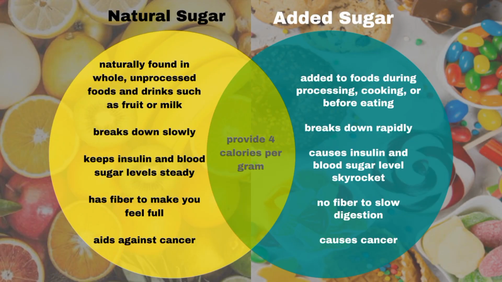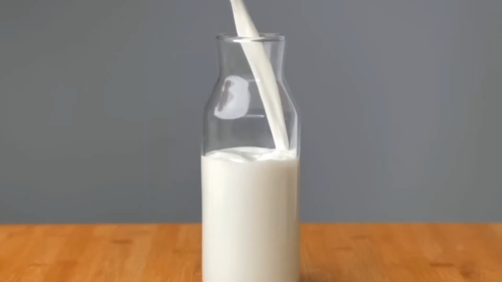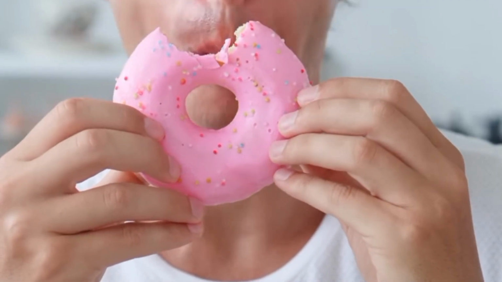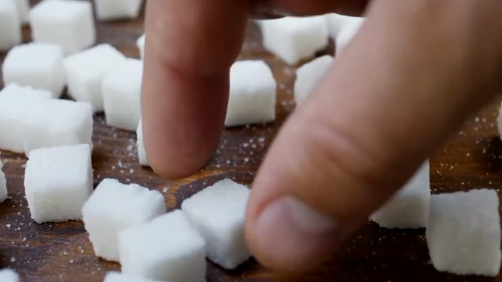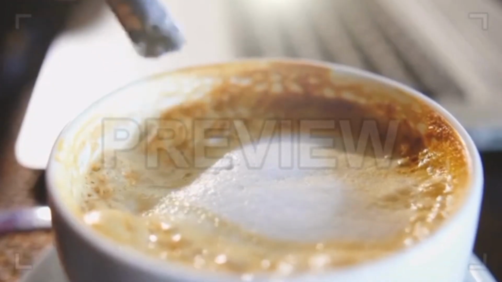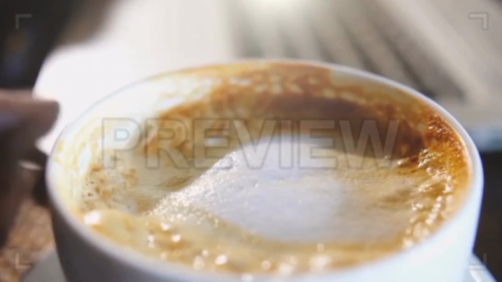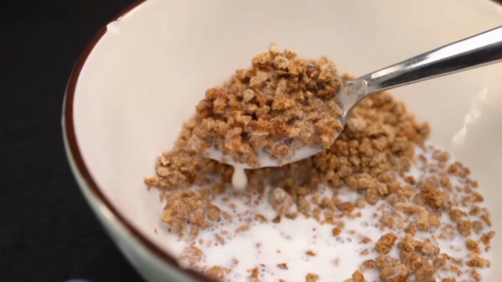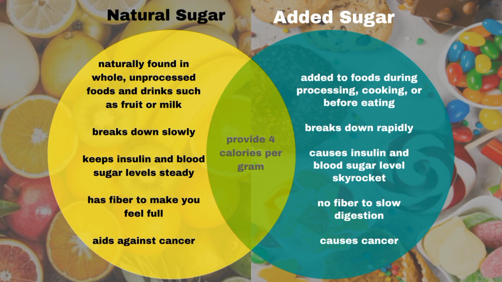Naturally occurring sugars are found naturally in foods such as fruit and milk, while added sugars include any sugars or caloric sweeteners that are added to foods or beverages during processing or preparation, such as putting sugar in your coffee or adding sugar to your cereal. Natural sugars break down slowly, while added sugars break down rapidly.